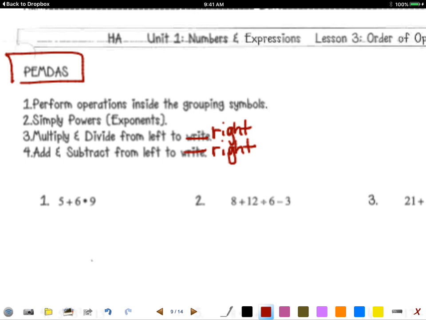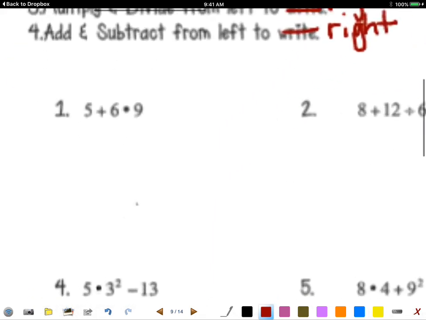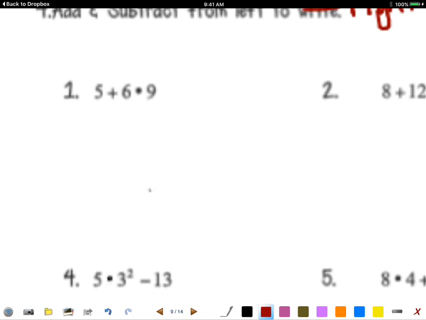That stands for parentheses, exponents, and then multiplication and division from left to right. So that means if you see division first, you're going to do division first. And then addition and subtraction from left to right. Okay, let's go ahead and look at number 1.